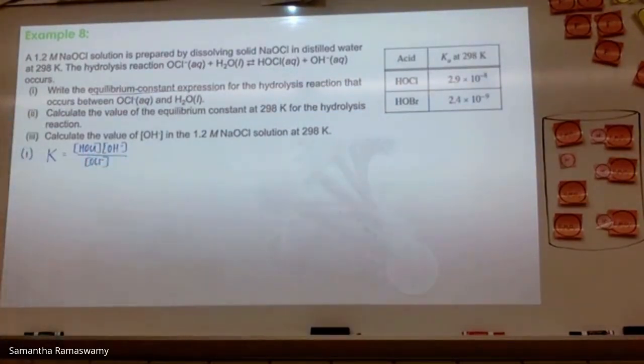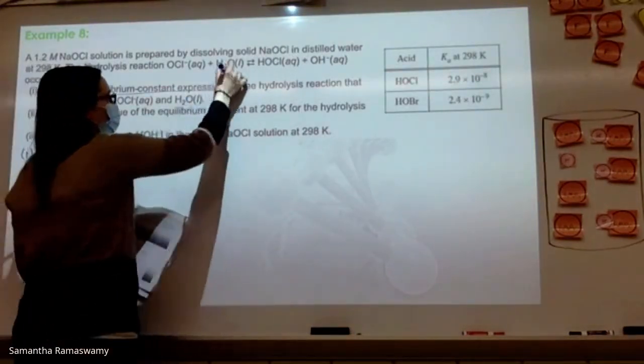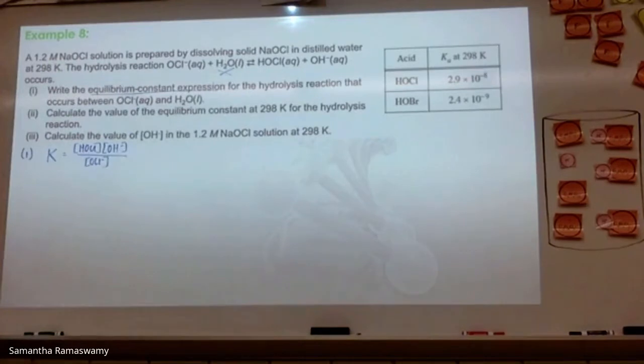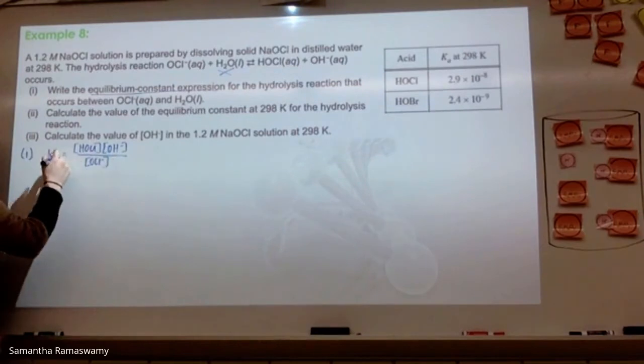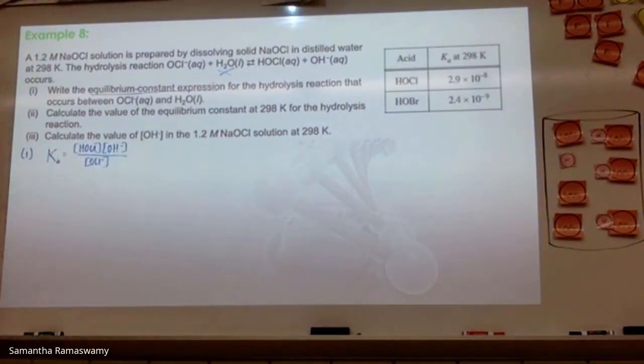Now the K is based on what we see, right? What's being produced in here tells us what K expression it is. If you're producing hydroxide, that tells us that it's a base, Kb. If it produces H+, it's Ka. If it doesn't produce anything and it's just a general expression, it'd be Kc or Kp.